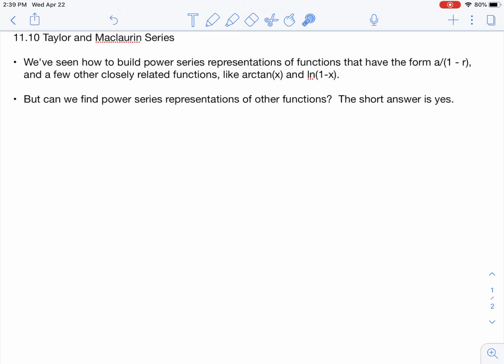We've seen how to build power series representations of some functions already. So far, all we've really looked at are functions that have the form a over 1 minus r. That's where the form of the function is the sum of a geometric series. We've done those functions. We've done a couple of closely related ones like arctan and natural log of 1 minus x. Both of those functions are things where the derivative has the right form.